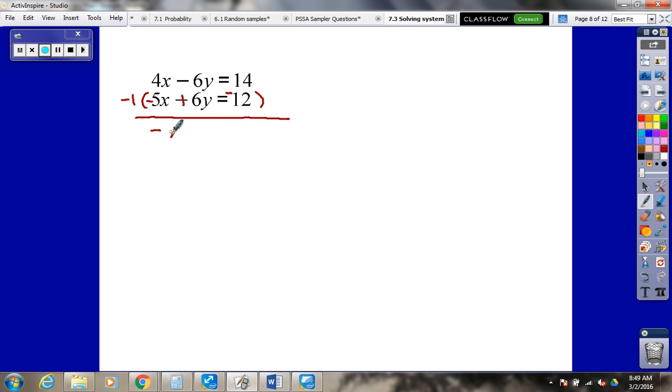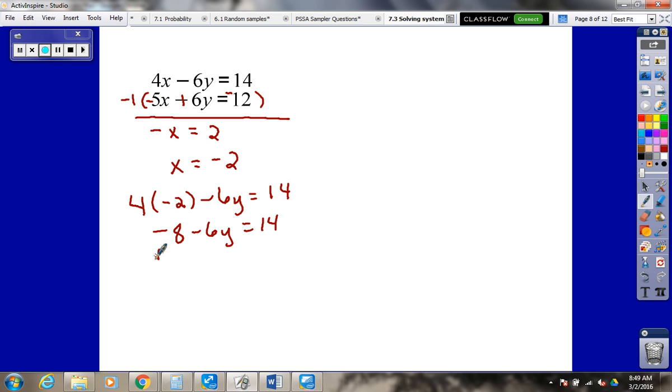4x minus 5x is negative x. 14 minus 12 is 2. If negative x equals 2, then positive x equals negative 2. Okay, substituting that into the first equation, this is where I end up with my fraction. I get negative 8 minus 6y equals 14. Adding 8 to both sides gives me negative 6y equals 22. Dividing by negative 6, I can actually reduce this, so I'm going to make that be negative 11/3. And I won't go through the checking on that right now, but you should always check these.